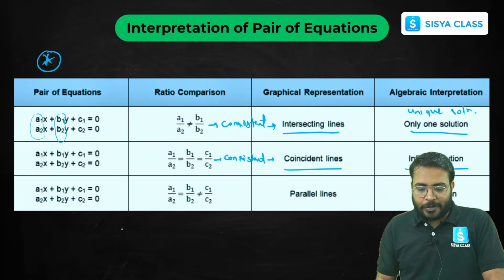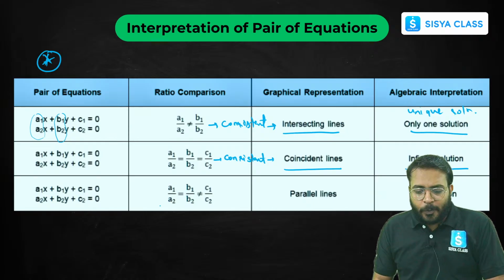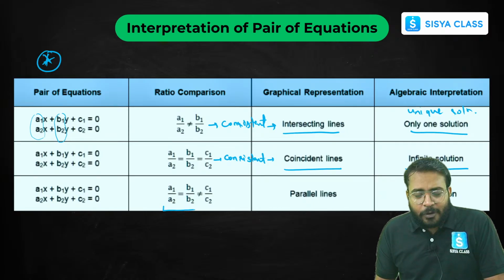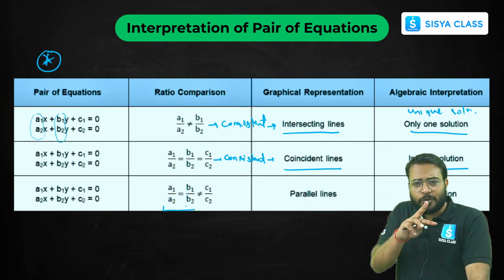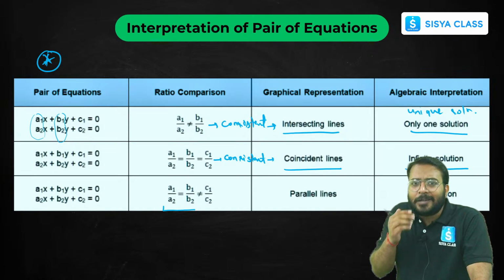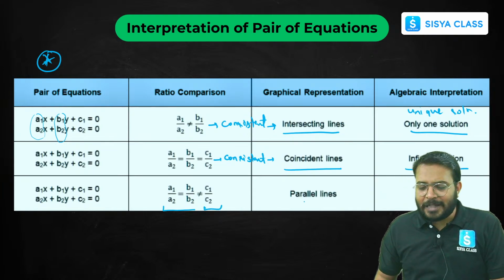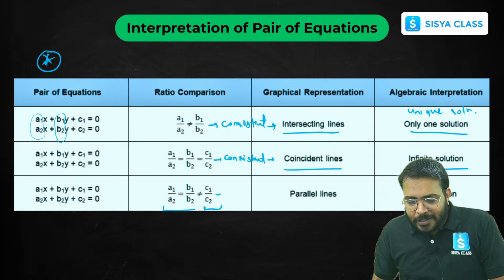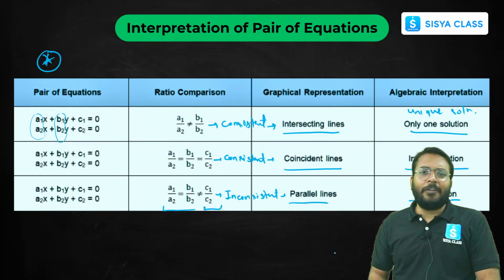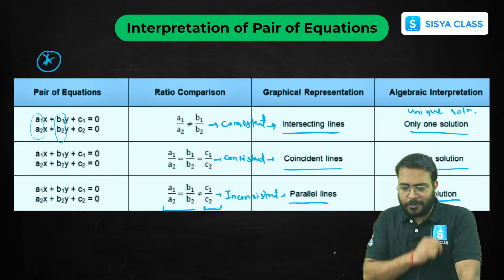All right. In the third case, suppose a1 by a2 and b1 by b2, these two ratios are the same, but the constant term ratio is not the same. So that time we will say that it is inconsistent. We are going to call them inconsistent, and inconsistent means they are going to be parallel lines, and parallel lines have no solution. Okay, fine.